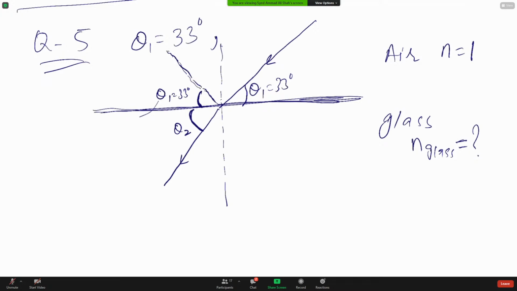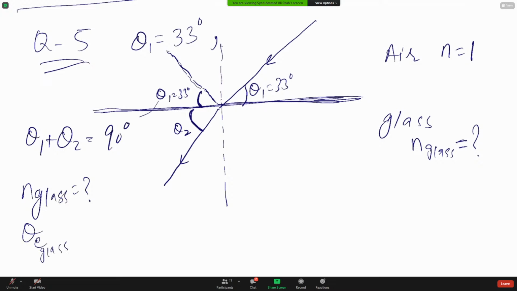So it says theta 1 plus theta 2, the reflected angle and refracted angle, make 90 degrees. What is the refractive index of the glass? So what would be N glass? And what is the critical angle of the glass? Theta C of glass will be what? Now what should we do for part A?